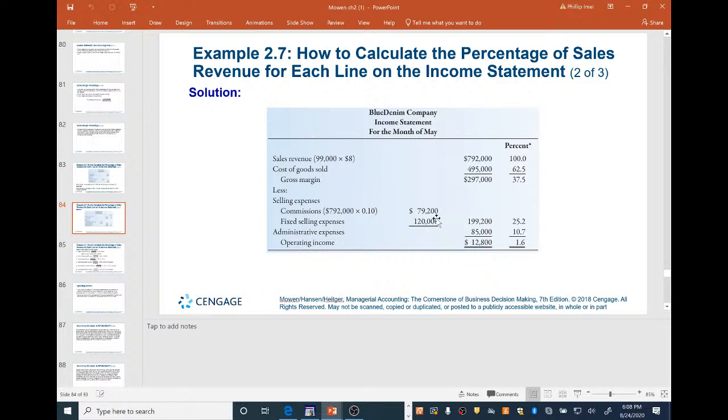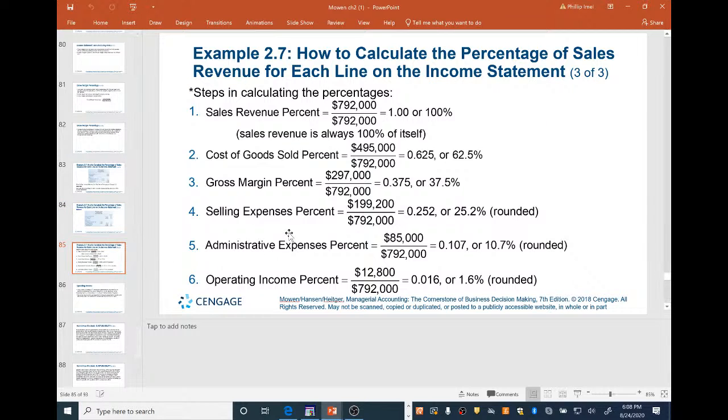So the 199,200, and just divide it by total sales, and so on and so forth. Does that make sense? When we ask you to calculate the percentage of sales for each line item, all you're doing is the numerator will be the relevant line item, and just divide it by total sales. And that's just giving you a percentage.